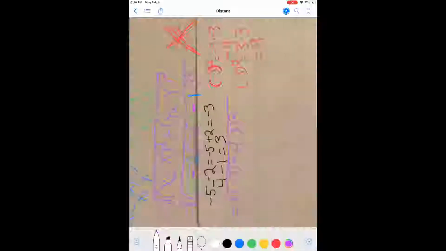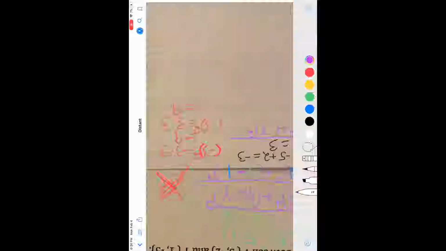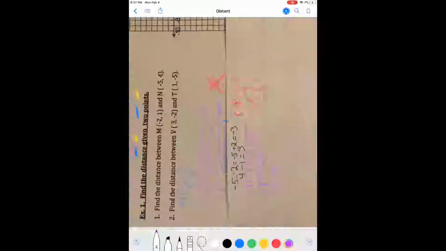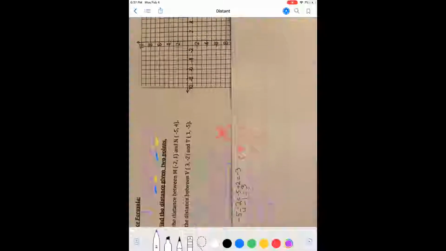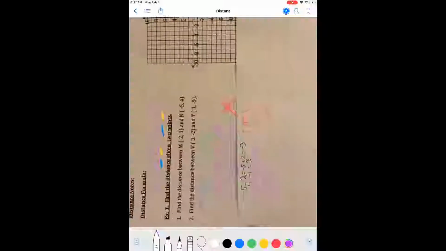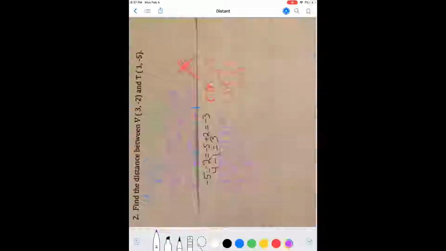So simplifying our equation, we have 9 plus 9, and then we have the square root of 18. Now this comes out to be an ugly decimal. I'm okay if you just leave it as the square root of 18. Now if we wanted to look at it on the graph, we could. For this one, it's not telling us that we have to graph it, so we don't have to. If you want to, you can.